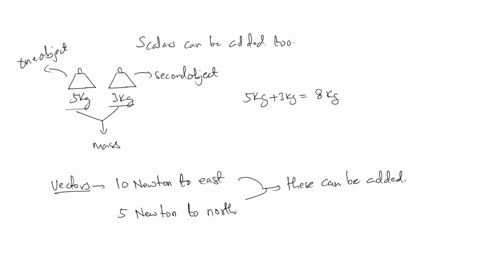In contrast, when adding vectors, you must consider both their magnitudes and directions. For example, if you have 2 forces, 10 N to the east and 5 N to the north, you would use vector addition methods, like the head-to-tail method or components, to find the resultant vector. So, while scalars can be added simply by summing their values, vector addition is more complex because it involves both magnitude and direction.